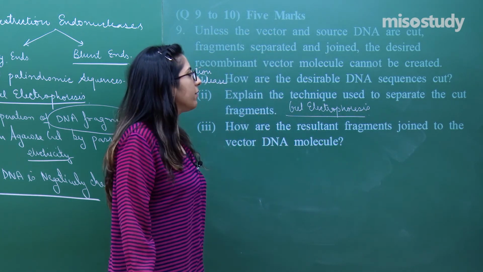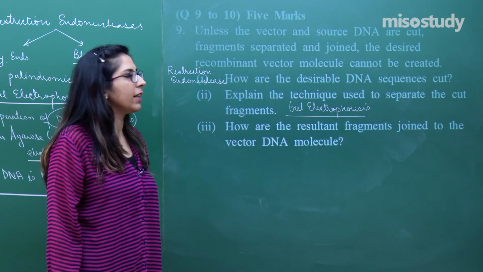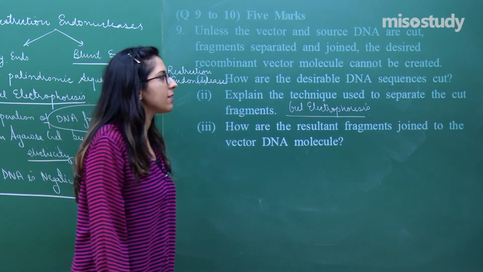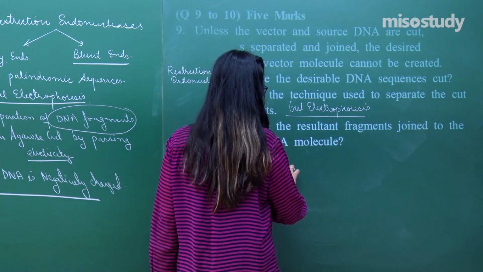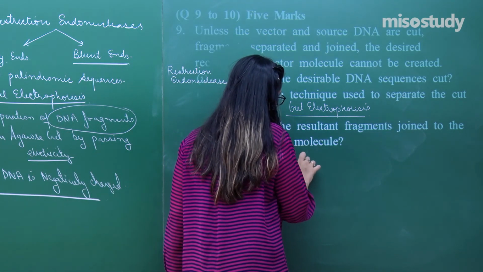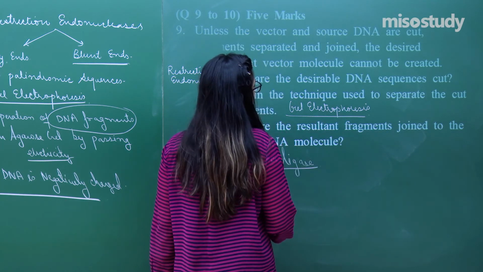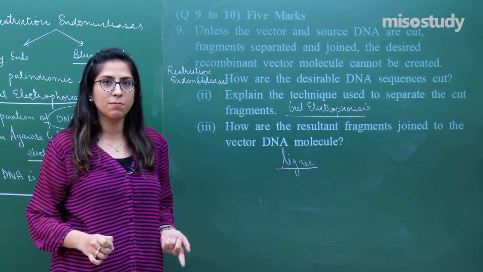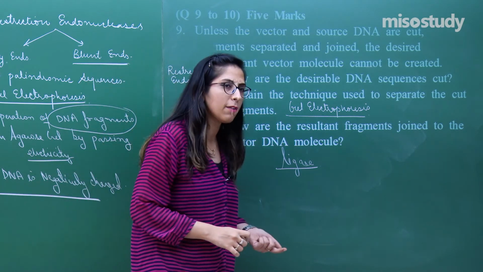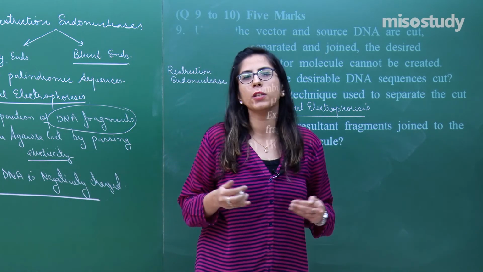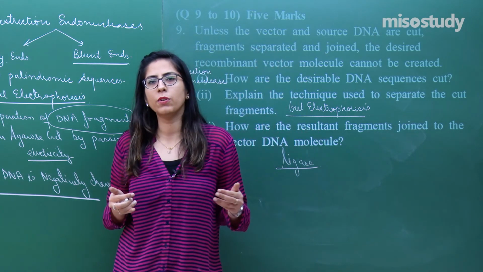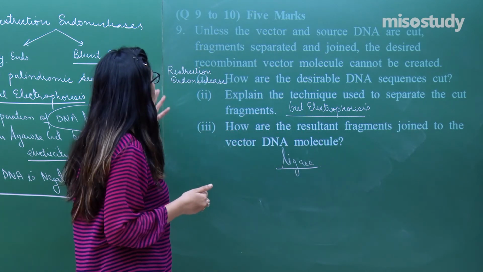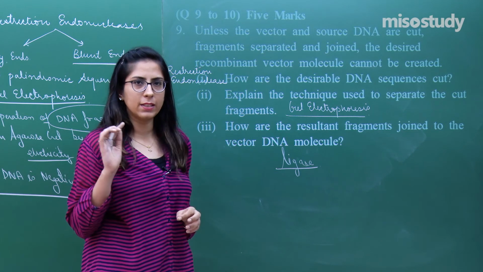How are the resultant fragments joined to the vector DNA molecule? Definitely they will require some enzyme, and in this case the enzyme which is required is called ligase. So this is not enough for 5 marks. You have to explain about this procedure. Regarding ligase, we have discussed it. What it does is make a phosphodiester bond. It joins the sugar phosphate linkage. A phosphodiester bond is formed, and you have to explain each of these in detail.